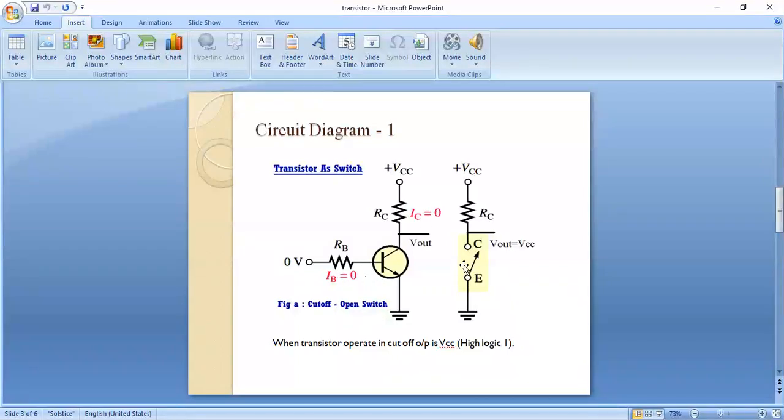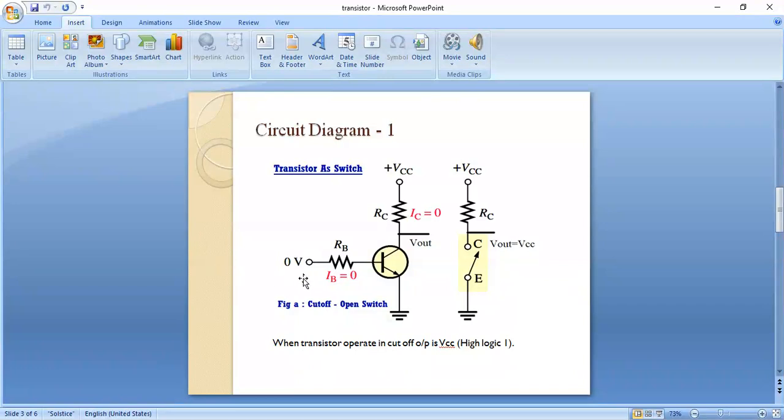Hence, the transistor acts as an open switch, and due to no current, there is no voltage drop at the collector terminal. Hence, you get the output voltage, which is nothing but VCC. So in one word, you can say that when the transistor is operated in cutoff, the output voltage is VCC. VCC is nothing but 5 volt, which is also called logic 1.